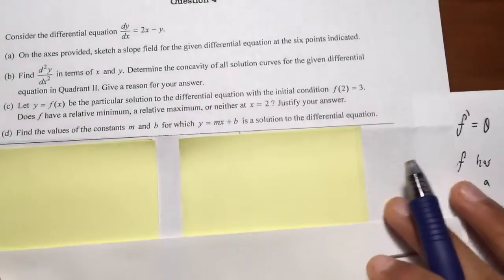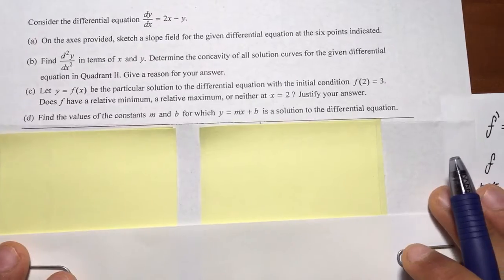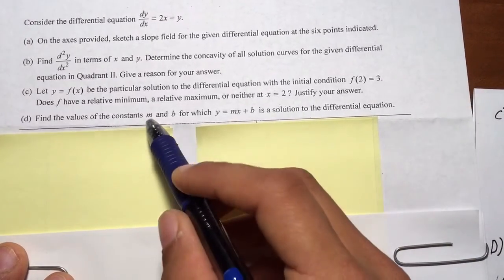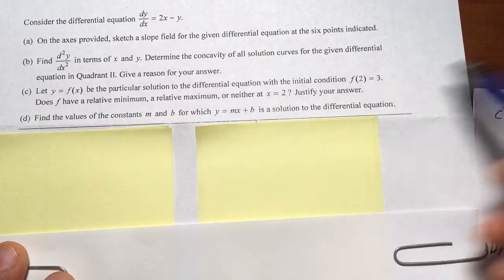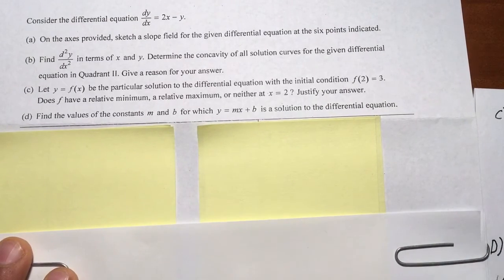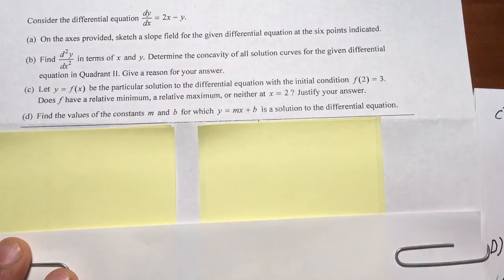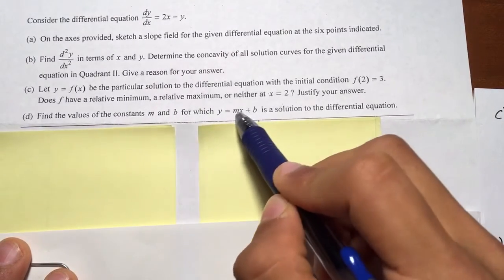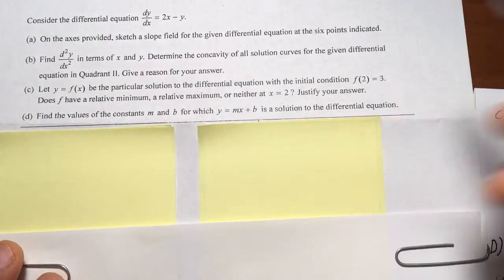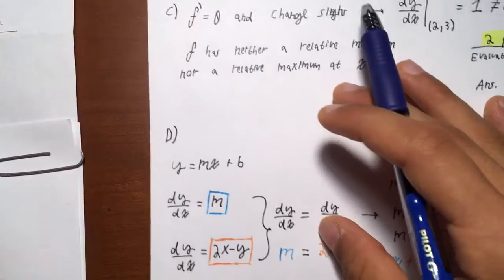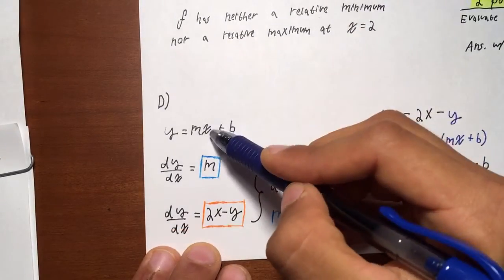Last part. Now this one was actually pretty tricky. It wanted us to find the constant values, m and b, for y equals mx plus b for this particular solution, right? Well, where do we even start? First off, you just have to write down your equations. Given this equation, y equals mx plus b, the equation of the line, you have to understand that dy dx is the slope here.